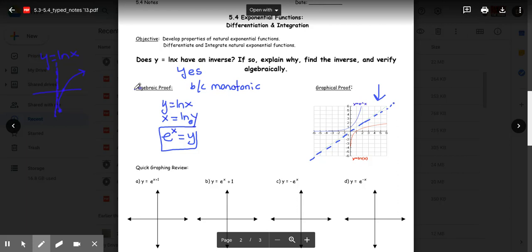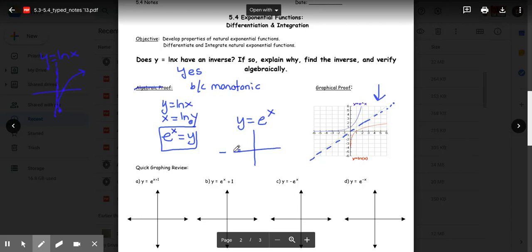We're going to skip the algebraic proof. Basically, the algebraic proof is that if you compose one with the other, either way, you should get x out of it. So what you need to know is the basic shape of e to the x.